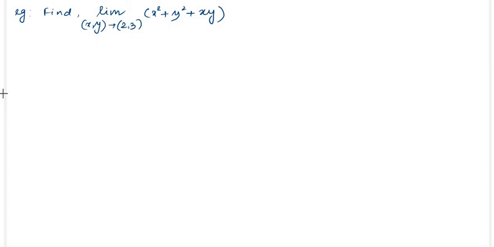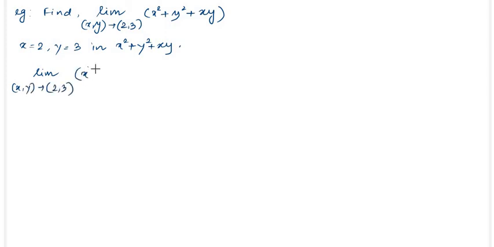So here also the point x y tends to the point 2 comma 3. Obviously if we put x equal to 2 and y equal to 3 in this given function, x square plus y square plus xy, it is not undefined, so we will get a particular value. So in this case the limit will be equal to 2 square plus 3 square plus 2 into 3, which gives us 19. So this is the value of the limit.